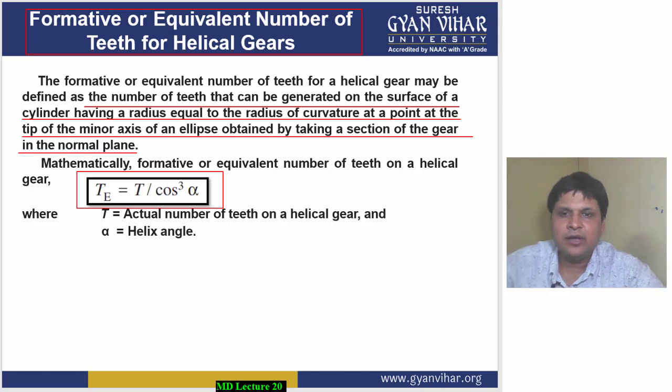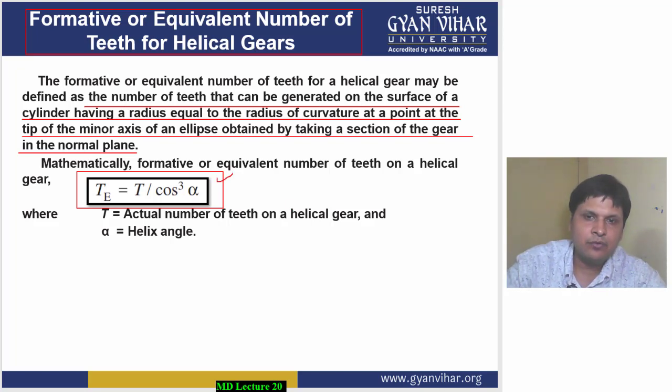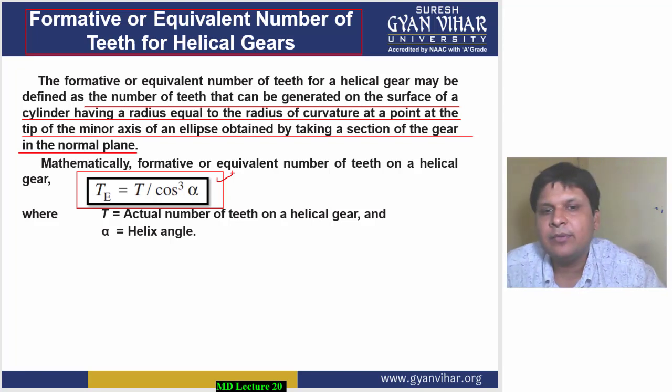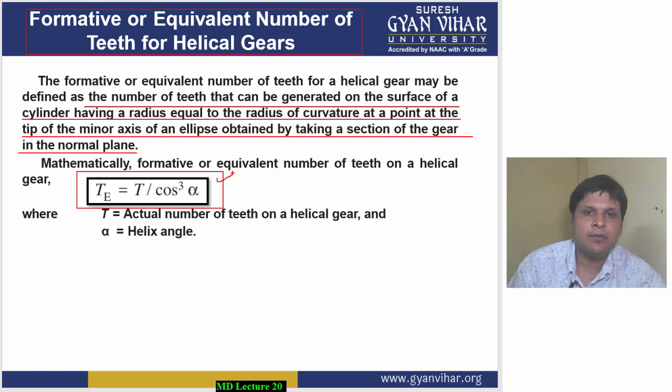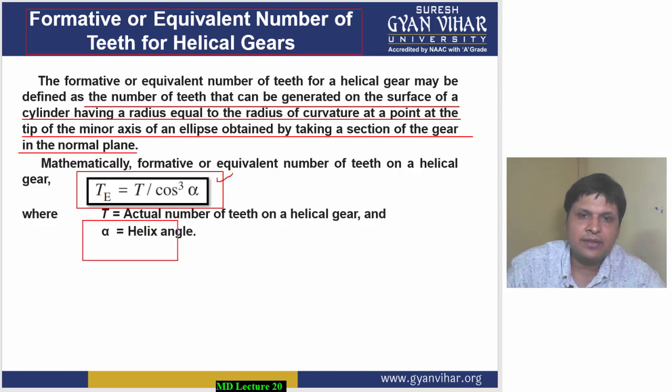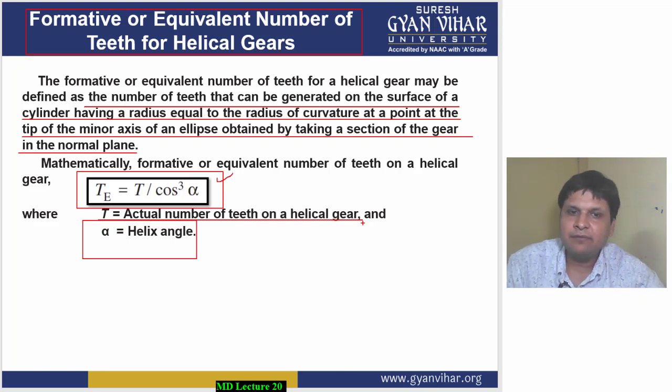So this is the formula which we will calculate before going into the designing procedure of helical gears. Before designing, we will have to calculate the equivalent number of teeth of the weaker one among the pinion and the gear. Alpha is the helix angle, and T is the actual number of teeth on the helical gear. The actual number of teeth is T, but it will not be taken in the design equation. You will take the equivalent number of teeth, Te. And how do you calculate it? Te is equal to T upon cos cube alpha.